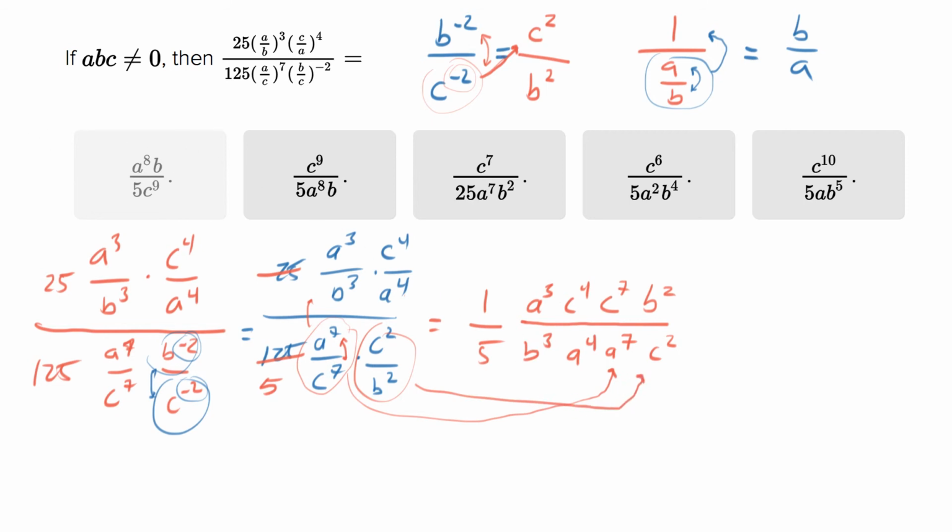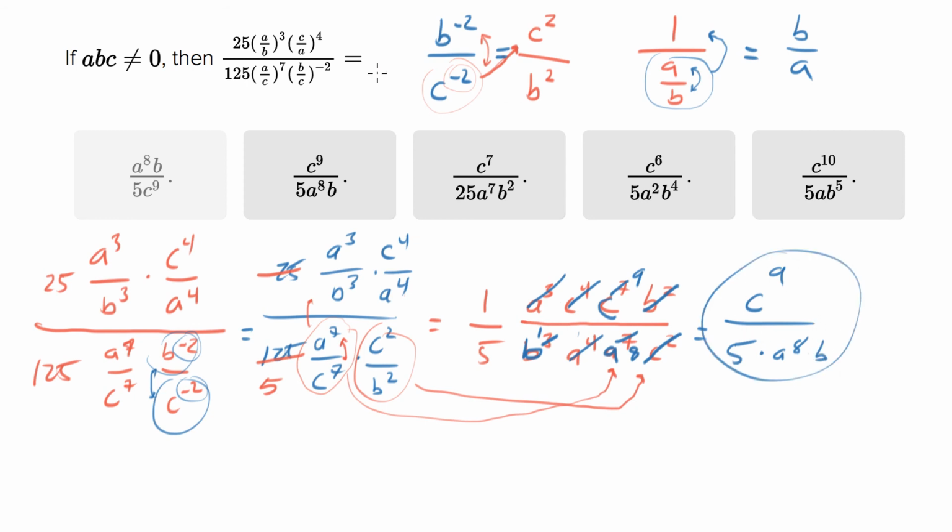Now we're going to cancel. So let's see, we have 3 a's in the denominator. Let's get rid of those. It leaves 1, which we'll add here. So this is a to the 8. We've got 2 b's in the numerator, so let's get rid of 2 in the denominator. We've got 11 c's in the numerator and 2 in the denominator, so that'll leave c to the 9. So this will be c to the 9 over 5 times a to the 8 times b, which is the second answer choice.